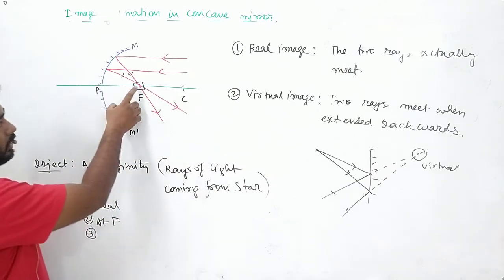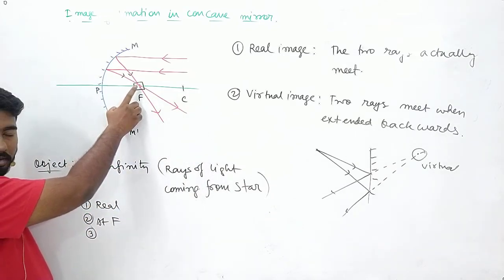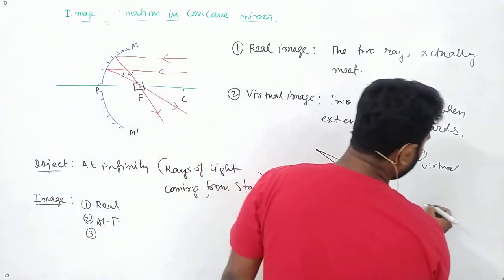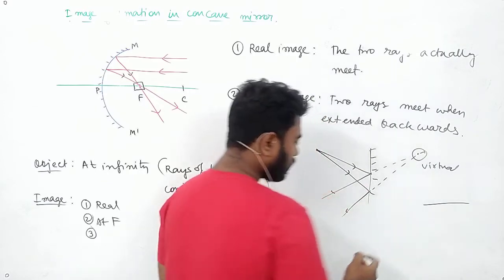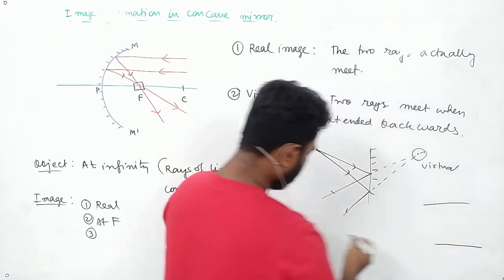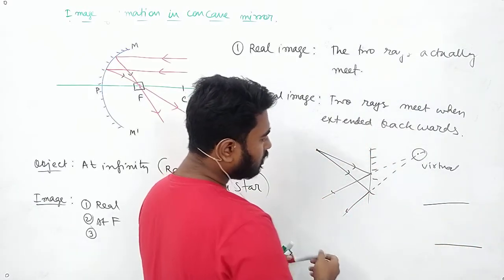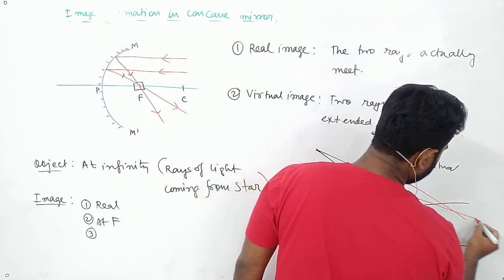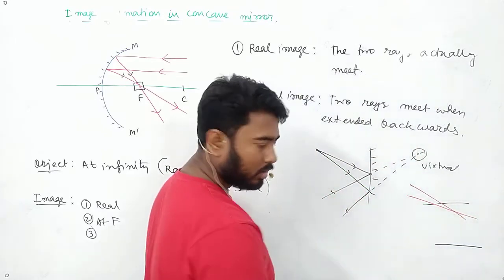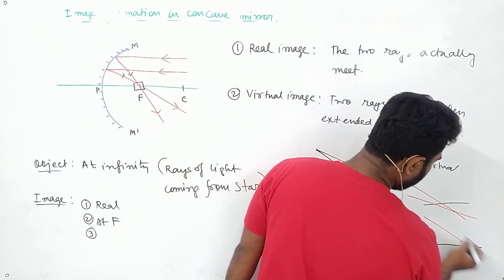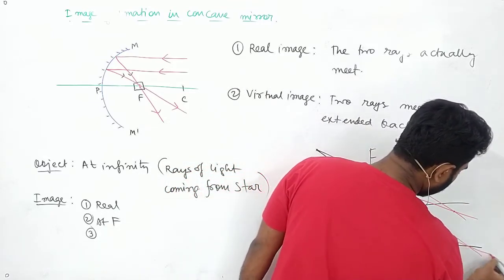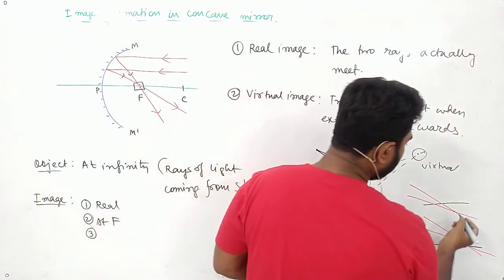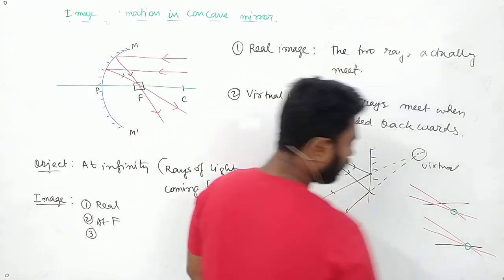It is at a point on the principal axis, right? It is just at a point on the pin. Suppose I am showing you two diagrams. In one case, the rays of light are coming and suppose they are meeting here. And in one case, the rays of light are coming and they are meeting here. There are two scenarios.